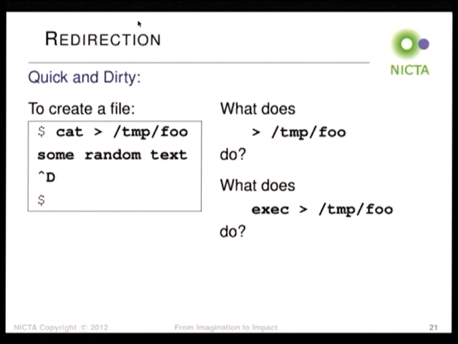It'll truncate the file /tmp/foo and redirect whatever the standard output of exec is into that file. That's correct. Now, what exec normally does is replace the current shell with another process. But there's no other process for it to be replaced with. So the effect is to replace the current shell's standard output with /tmp/foo. So all output from this shell is now going to go into /tmp/foo.